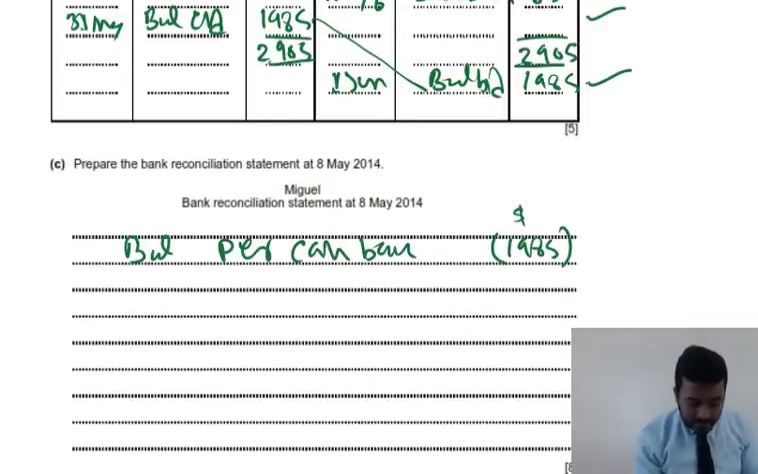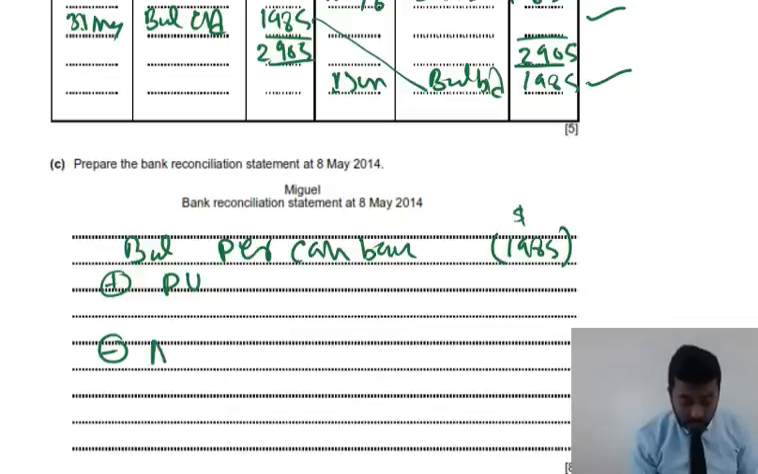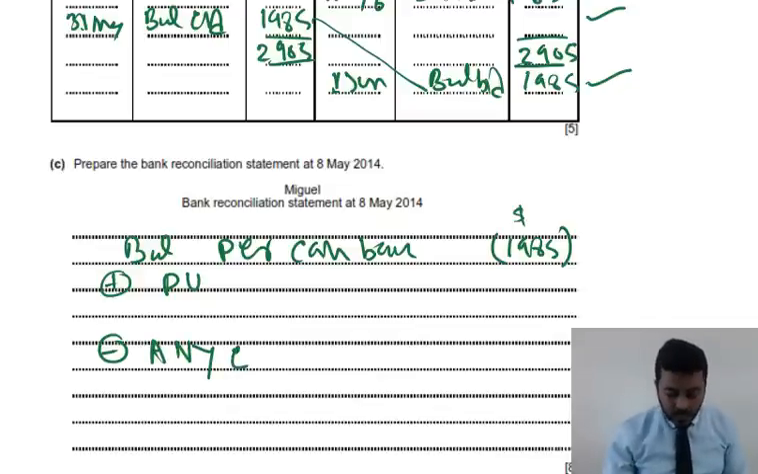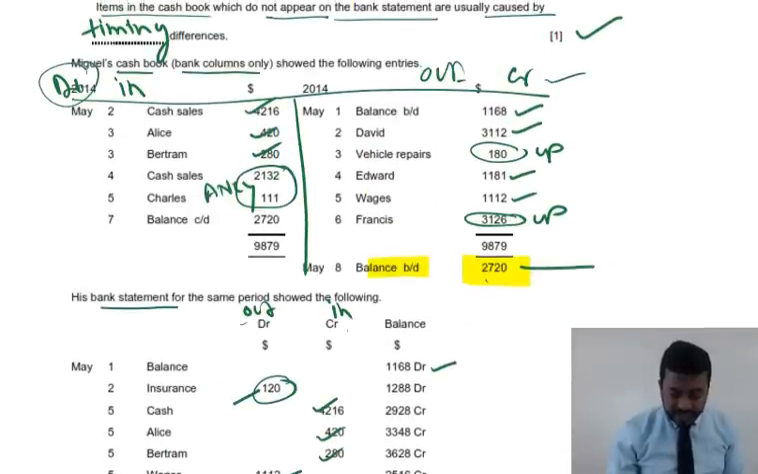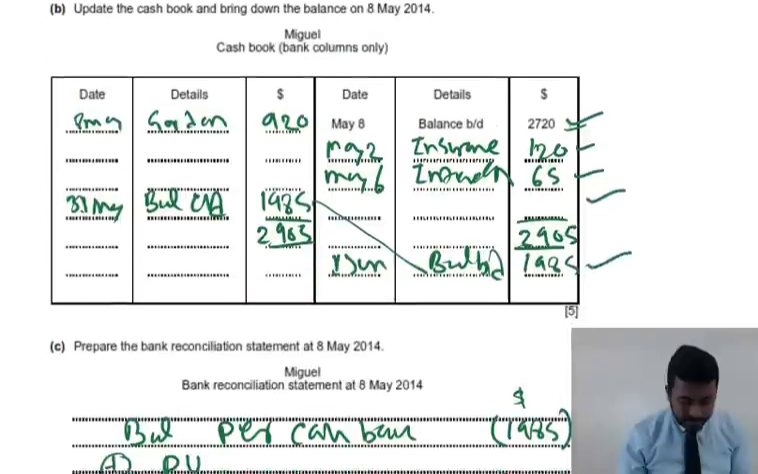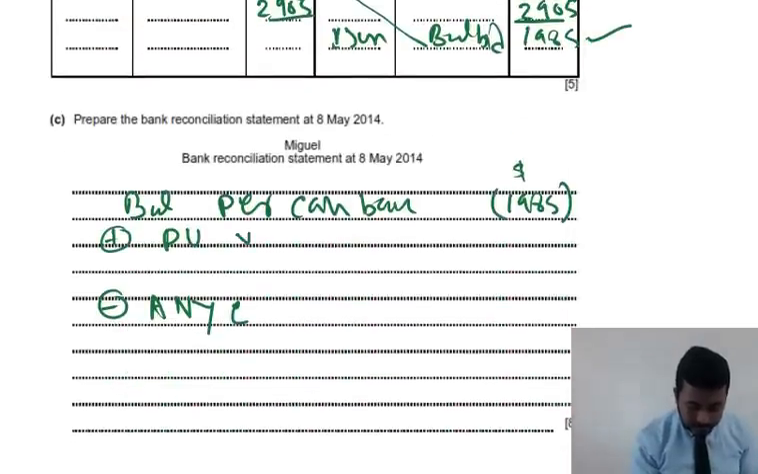1985. Add unpresented checks, less outstanding lodgements or amounts not yet credited. We have more than one, we'll take all of it. Unpresented checks from the credit side, we have 2: 180 and 3126. 180 for vehicle repair. Vehicle repair is 180. Straight down, take it here.